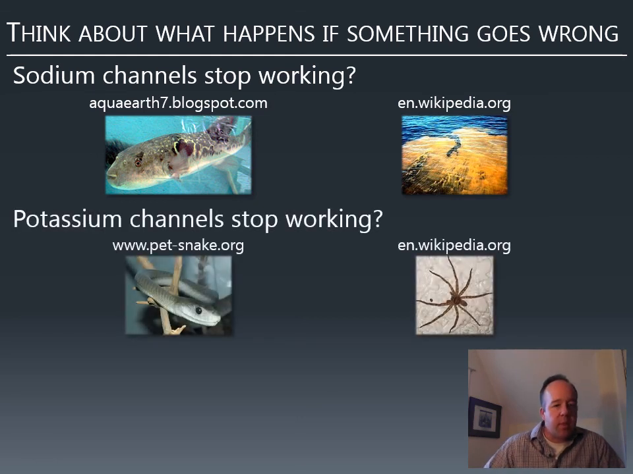Similarly, what happens if potassium channels stop working? So this is a black mamba and a cane spider, but their venoms block potassium channels. So the first part of the action potential works. You get sodium channels opening if you reach threshold because they haven't been blocked. They're fine. But think about what happens if you block those potassium channels. What will the action potential look like then?